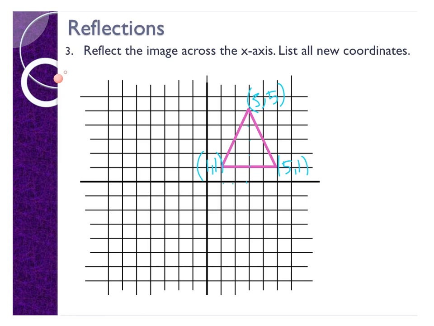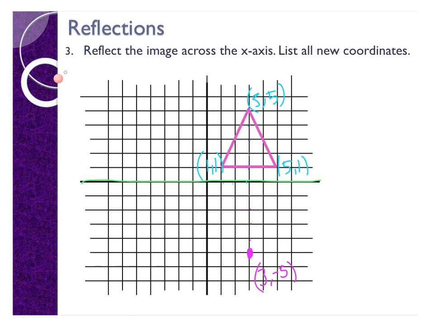Okay, so this is my x-axis. So I'm just going to start with my top point first. And I see that my top point is 1, 2, 3, 4, 5 above the x-axis. So it's going to be 5 below the x-axis. 1, 2, 3, 4, 5. And its new point is 3, -5. My x value stays the same. My y value becomes a negative.